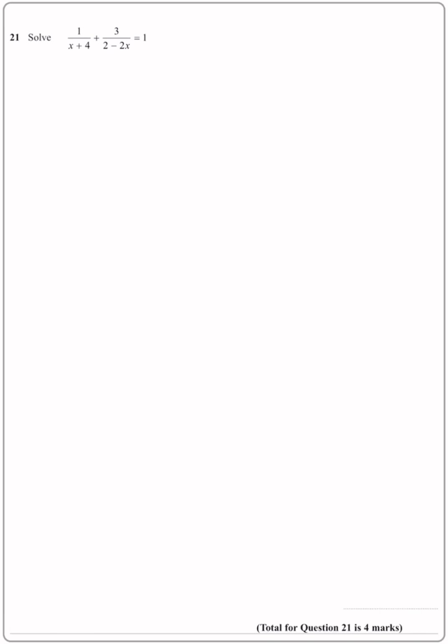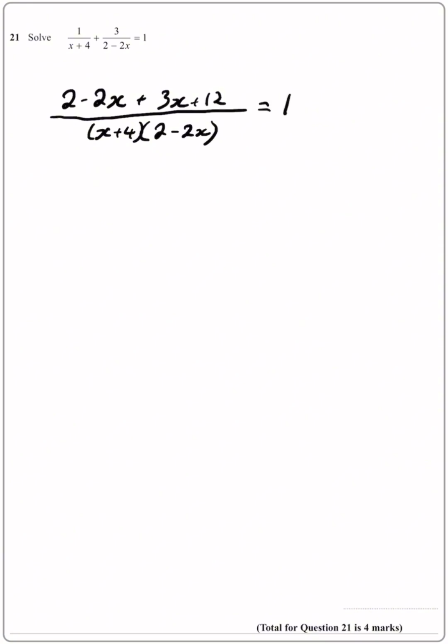Question 21. We'll give ourselves a common denominator. I'm going to multiply the top and bottom of the first fraction by 2 minus 2x and the top and bottom of the second fraction by x plus 4. I'm going to expand those and add them all in one go. And that's going to be equal to 1.